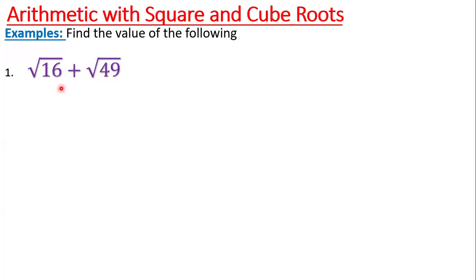What is the square root of 16? 4. Why? Because 4 times 4 is 16. Very good, because 4 times 4 is 16.